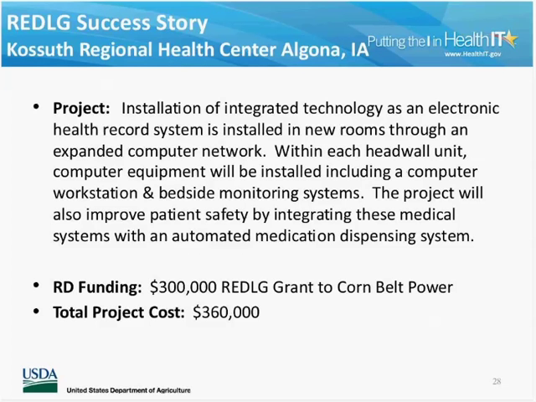Here's an example. In Algona, Iowa, the Kossuth Regional Health Center wanted to install some integrated technology as part of a broader EHR system, which they were also extending into a brand new wing of their hospital. They built new patient rooms, and they wanted to include in those patient rooms access to their electronic health records technology, their network. And this project was going to cost about $360,000. Working with their local rural electric cooperative, which was Corn Belt Power, they applied for and received a $300,000 REDLG grant. So again, because you have to kick in 20%, Corn Belt did, the total project cost was $360,000. Again, paid out over 10 years at 0% interest. A great example of an excellent project.